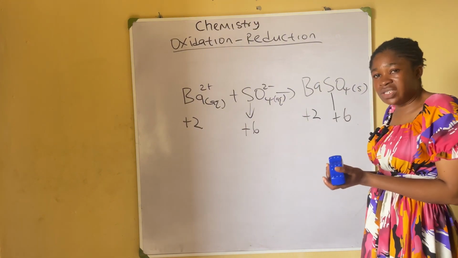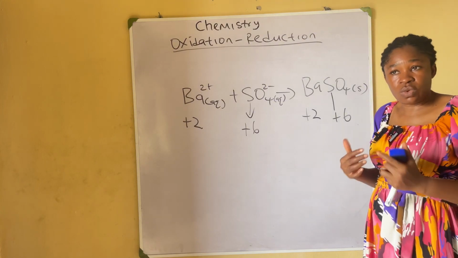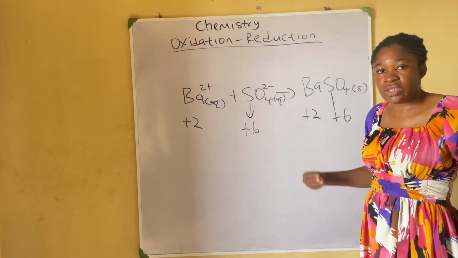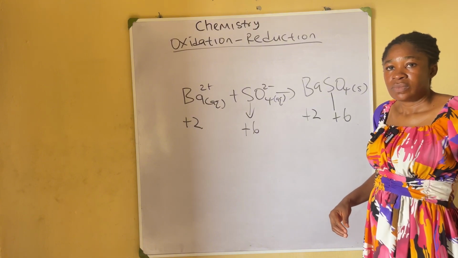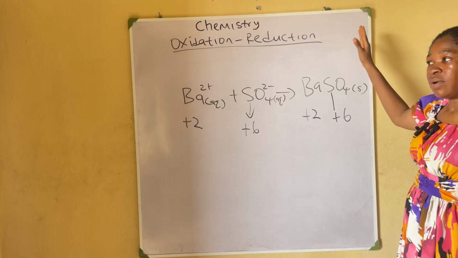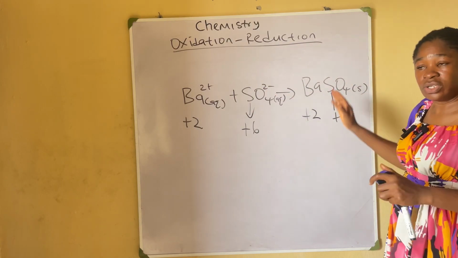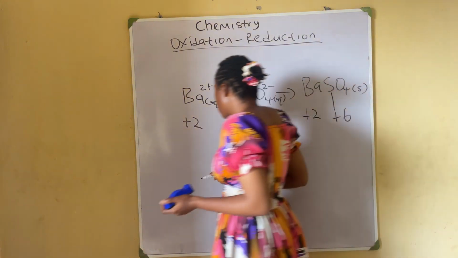So this is not a redox equation, because for any equation that can be regarded as a redox equation, there must be a change in oxidation number of the reducing agent on the right hand side, that is, on the product side. There must be a change in oxidation number. So look at another one.